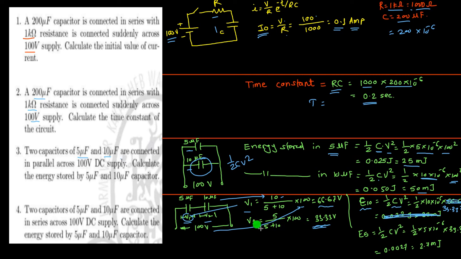Similarly, the energy stored in the 5 microfarad capacitor: the capacitance is 5 microfarad, and the voltage across it is 66.67 square. In this way you can calculate the energy stored across each capacitor. Okay, so let's move further.